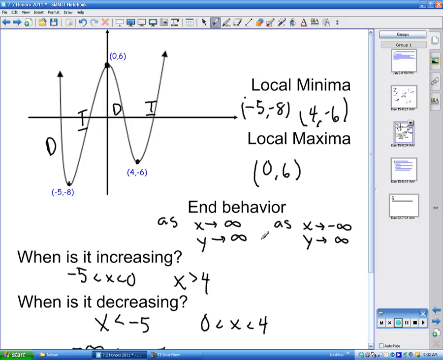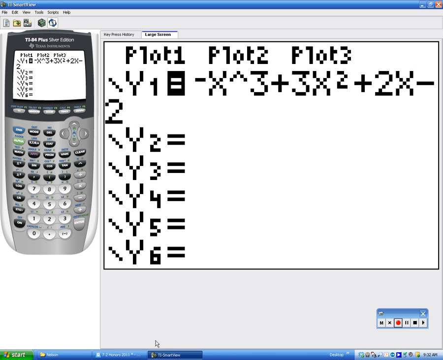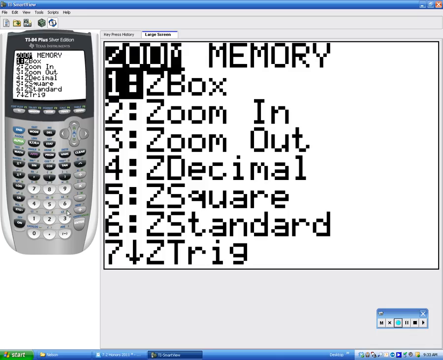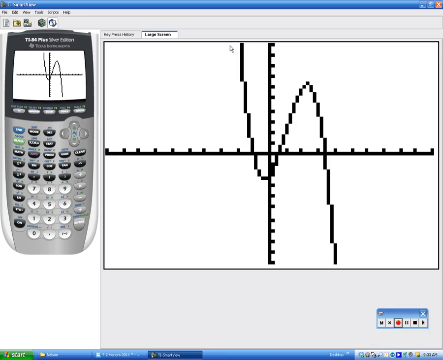Alright, so next I would like you to graph this in your calculator, and we're going to find the minimums, maximums, describe the end behavior, and when it's increasing and decreasing. So if you need time to do that, pause the video. I already have it plugged into my calculator here. So we'll look at the graph, and I'll hit zoom 6 so that we all kind of have the same window. And I'm just going to sketch this on my notes.